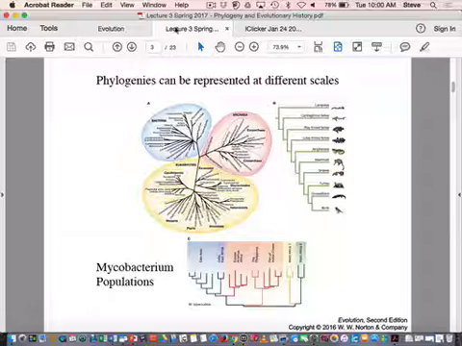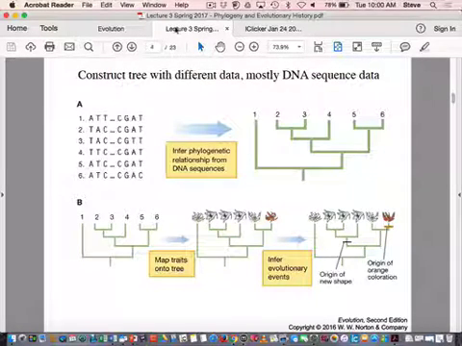So how do we do this? And again, we're not going to spend any time right now on how we got from here to here. That's what we'll be doing later in the course and in lab. But what I can tell you is that we can construct trees with different kinds of data. It can be DNA sequence data. It can be morphological data. It could be behavioral data. A lot of the things we talked about, you can use to reconstruct the phylogenetic relationships. So here's just an example.